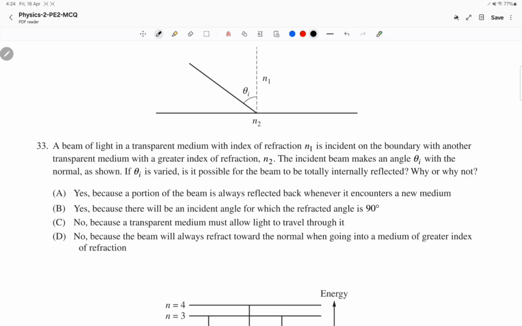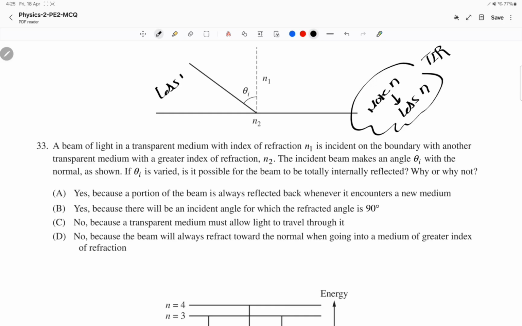Can we get TIR? Look, for you to get TIR, you have to go from more n to less n. That's how you get TIR. But here we're going to be going from less n to more n, so there's no way to get TIR. So it's not a yes. It's D. Because if you go from less n to more n, you actually will refract toward, which is true.